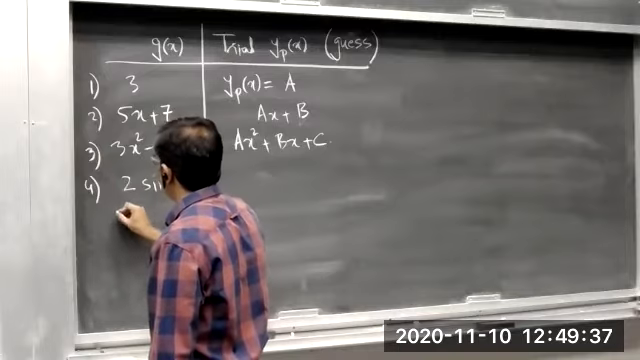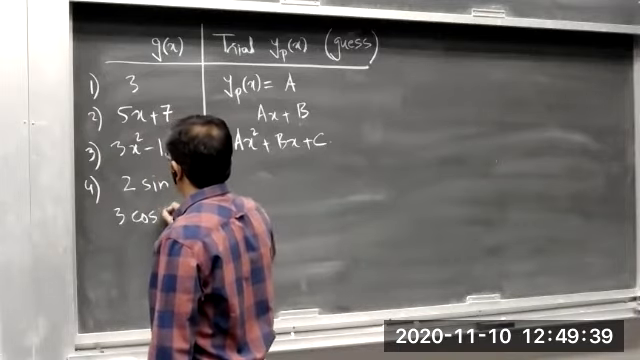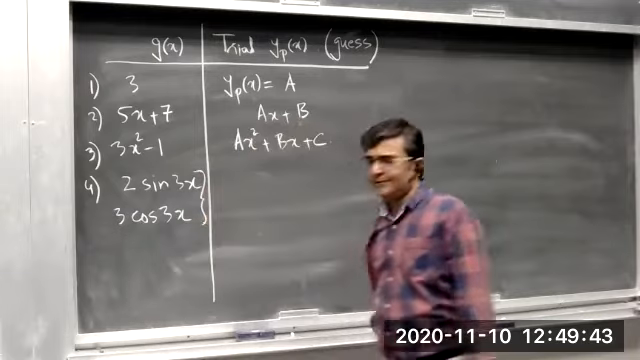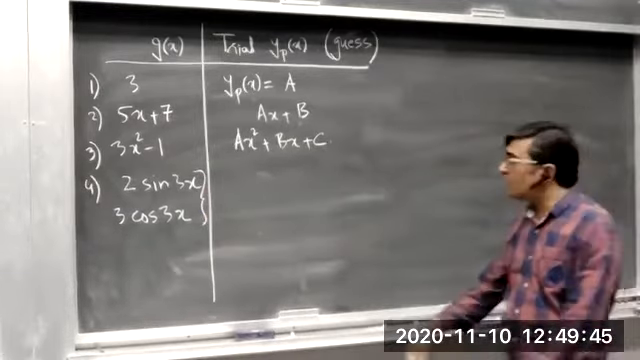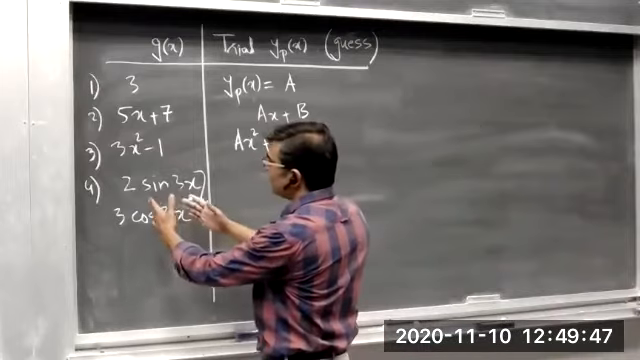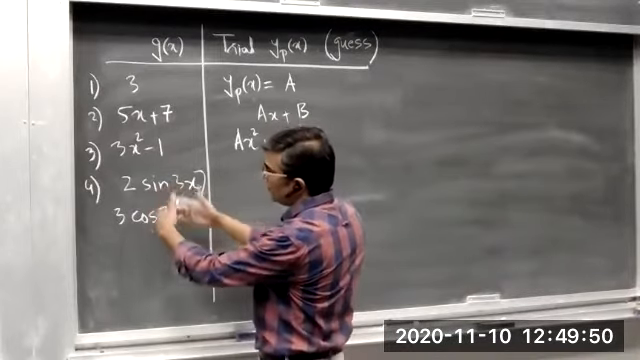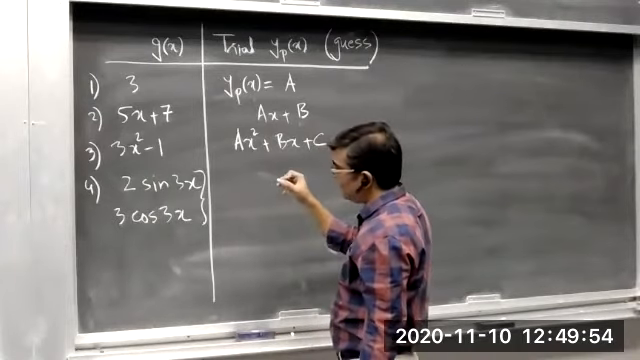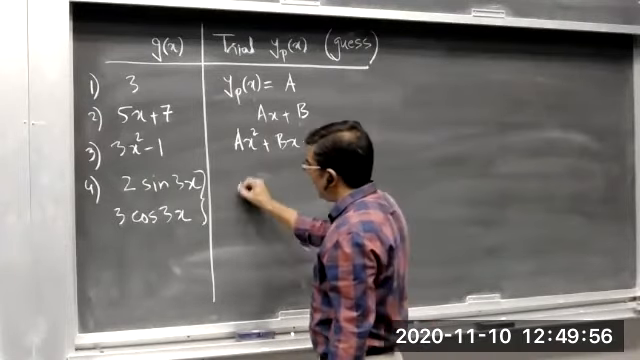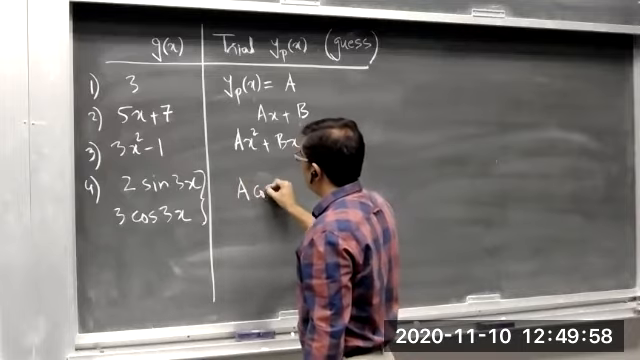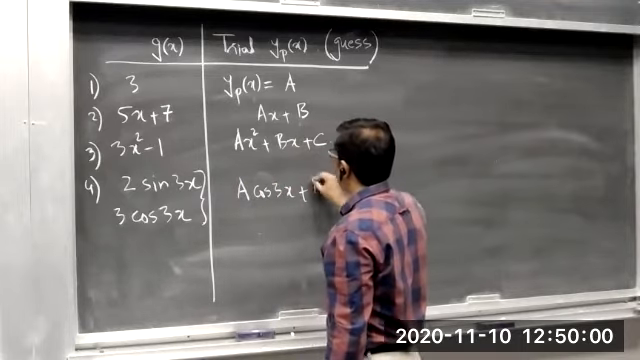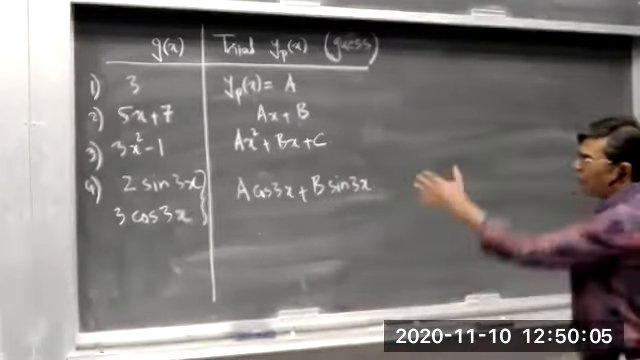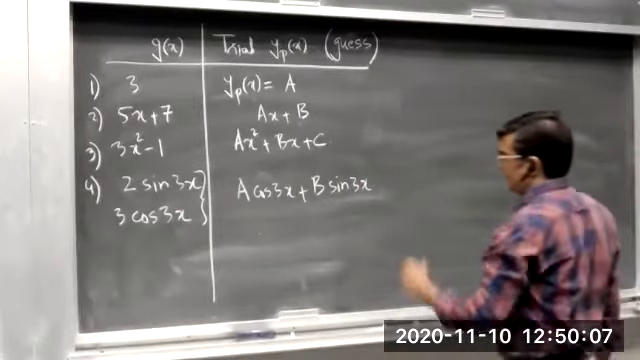the right hand side function is 3 cos 3x. In both these cases, or the right hand side function is the sum, or the linear combination, of these two functions. In that case, the initial guess would be of this form: a cosine of 3x plus b sine of 3x. In both these cases, or the third case as well.